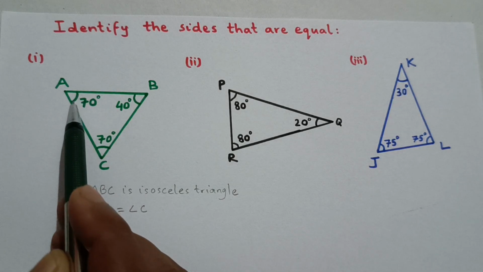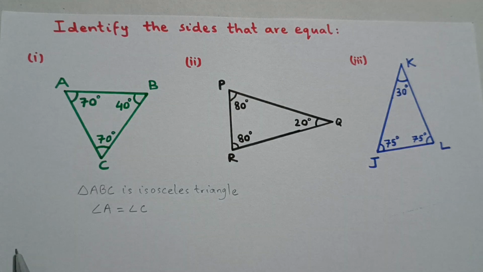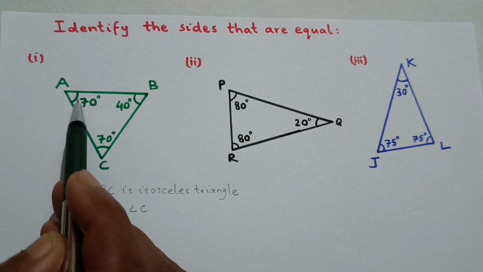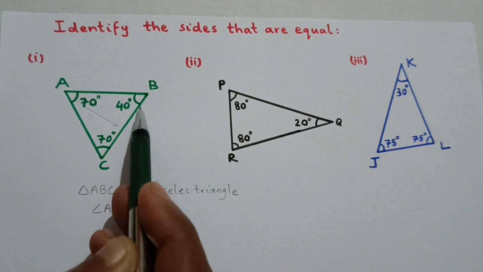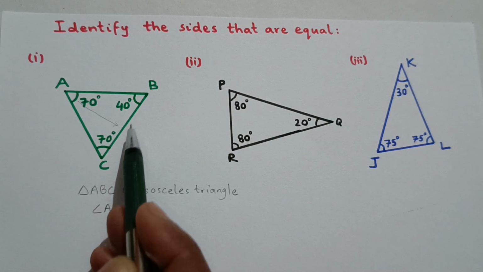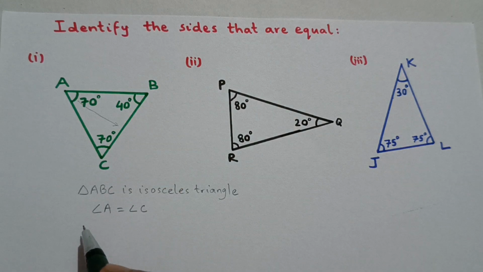So let us look at angle A and angle C because these are the two angles that are equal to each other. Now angle A, what is the side opposite to angle A? So angle A is this angle. So the side opposite to angle A is this side. So this side is side BC. So side BC is opposite to angle A.